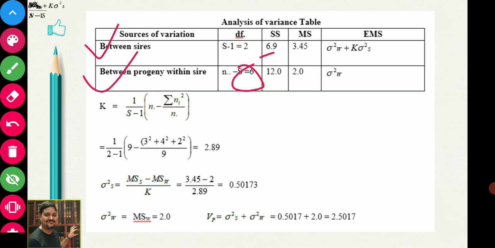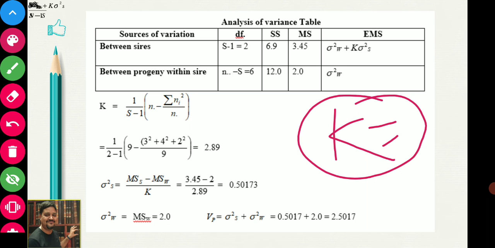Now sum of square, you have calculated 6.9 for sire, and if you divide it with the respective degree of freedom, you get the mean sum of square. Similarly, here you get 12 divided by 6, that is 2, and this is sigma square w, and similarly sigma square w plus k sigma square s. Now here you have to find the k. How will you find the k? In the previous example it was easy, that k was equal for each and every sire, it was 3. Here you have to calculate the k.